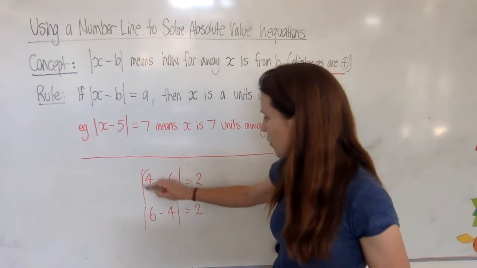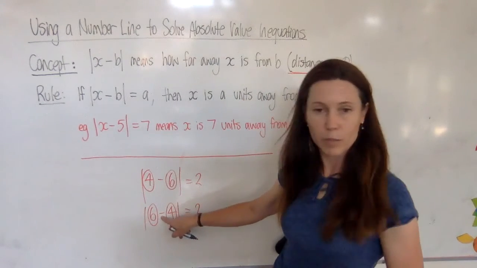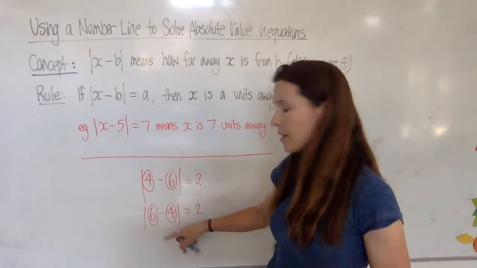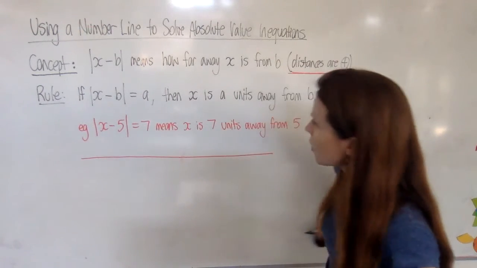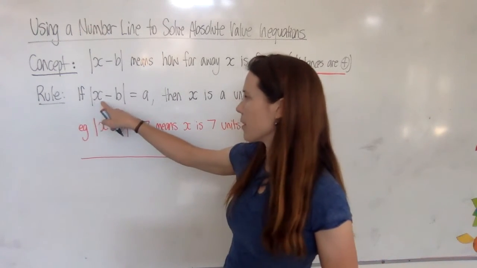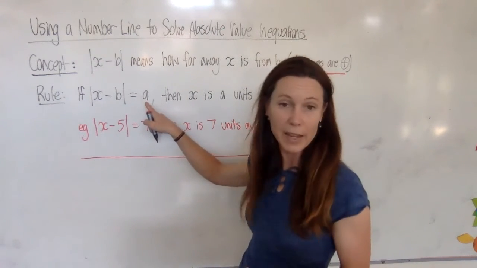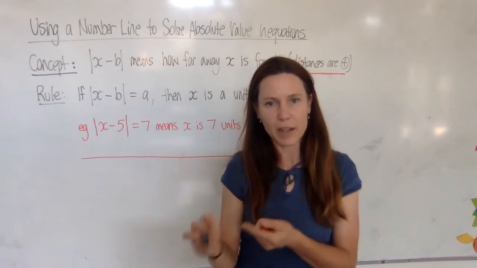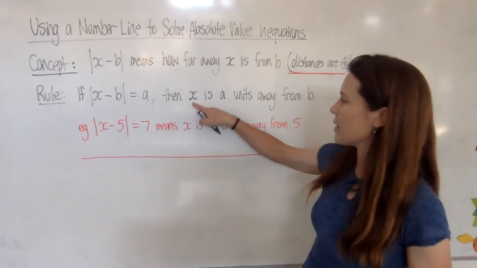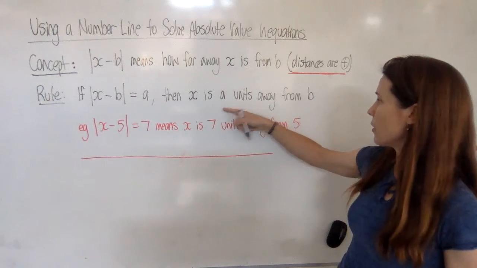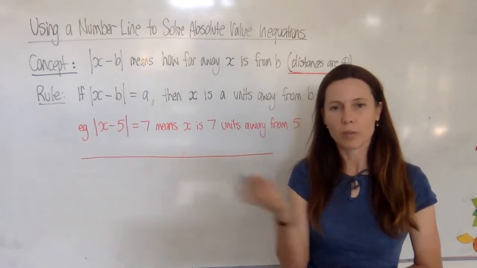What we're saying here is how far away is 4 from 6. So once you get your head around that, you can see that you must have a subtraction, and then it doesn't matter which order these two come in. Okay, so that's our concept. All right, what's the rule to use? Well, we say if something minus something, let's say x minus b, is in absolute value brackets and it equals a, then a must be the distance that they're apart, just as we just saw that 2 is the distance between 4 and 6. So what we can say then is x is a units away from b. So if that sits easily for you, you're well on the way to using this method.